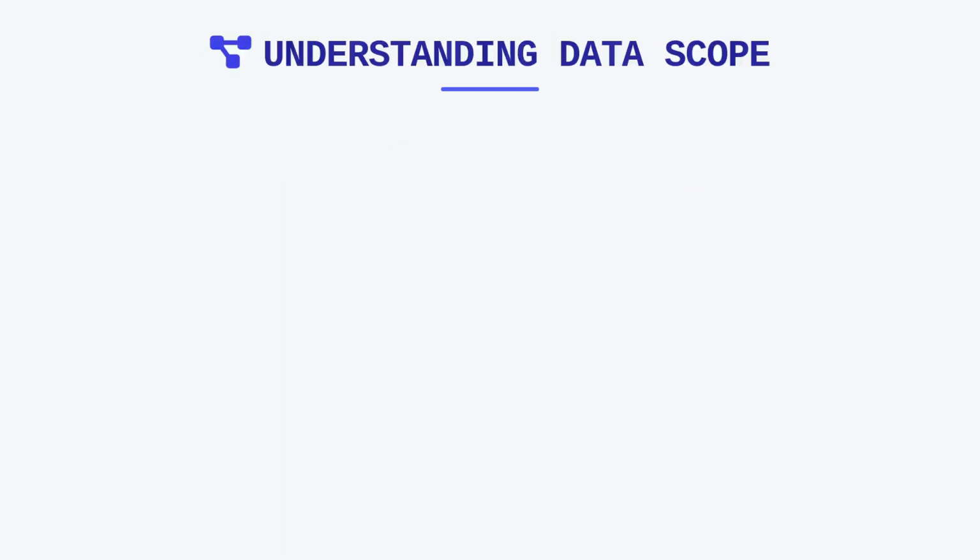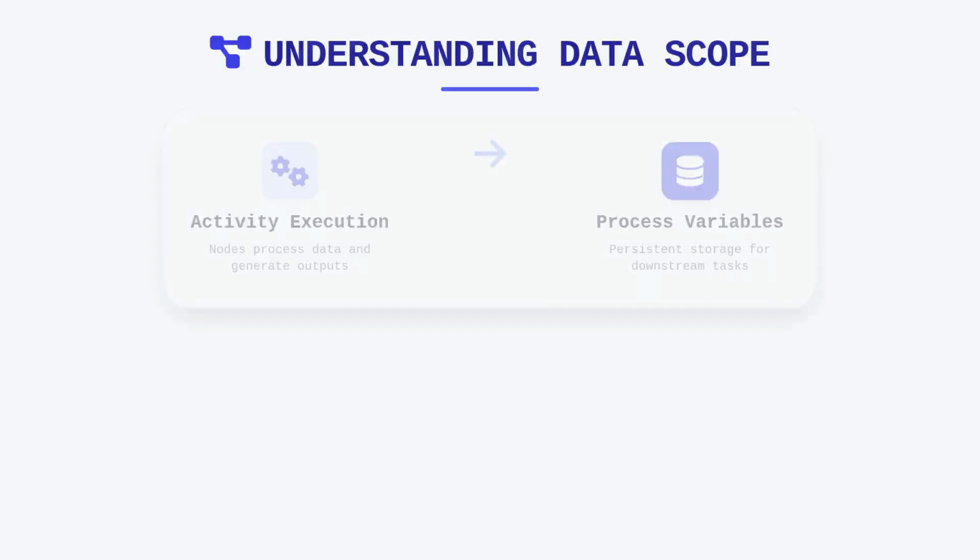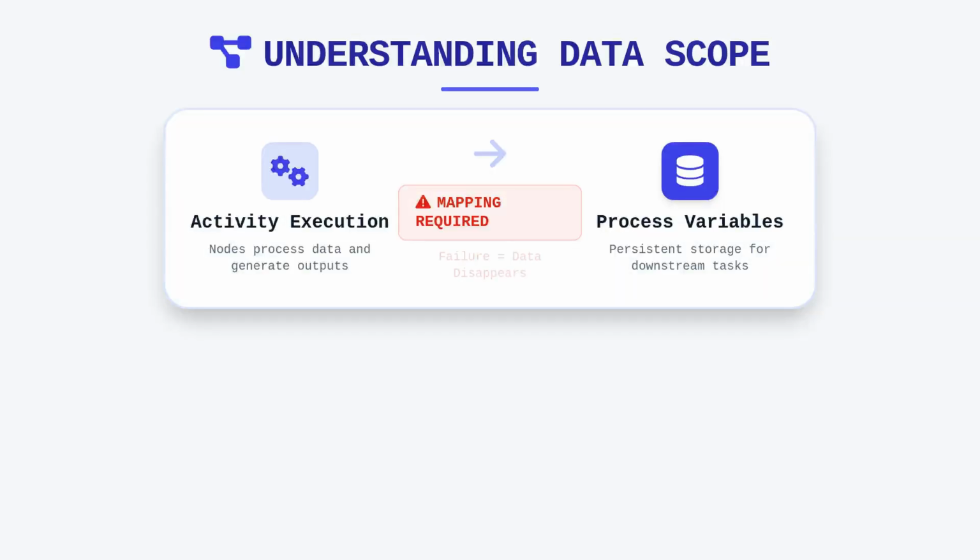The concept of scope is perhaps the most significant constraint you will encounter when designing these data flows. If you fail to map data from the output of an activity back into a process variable, that data effectively disappears once the node completes its cycle, rendering it unavailable for downstream tasks.